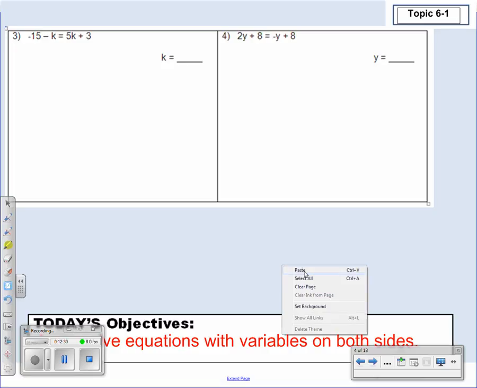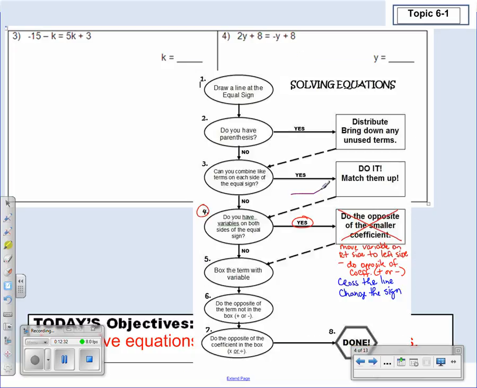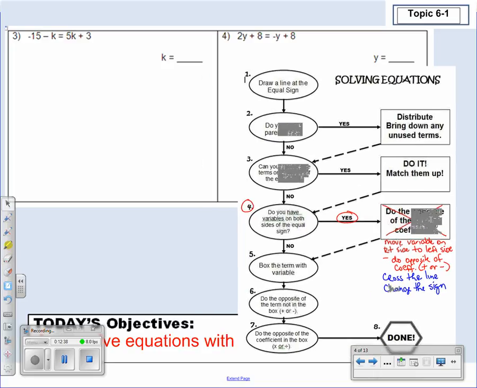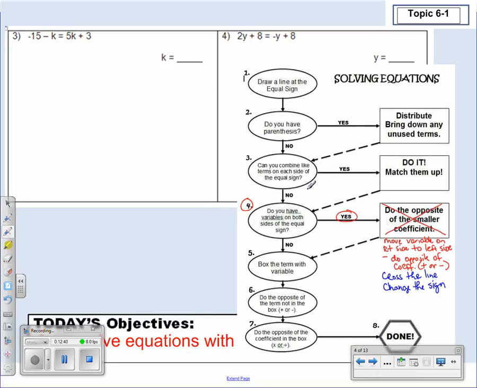Problem 3. Let me get my flow chart again. We're following our steps again. Draw a line down the equal sign. Do we have parentheses? Nope. Can you combine like terms on each side of the equal sign? No. Do you have variables on both sides of the equal sign? Yes, I do. Let's highlight them. It's a negative k and a positive 5k.